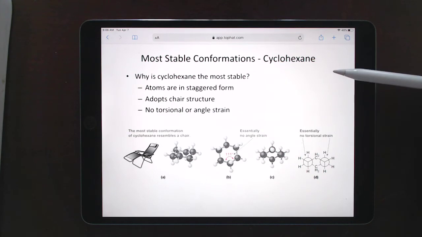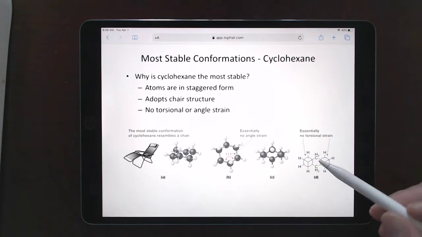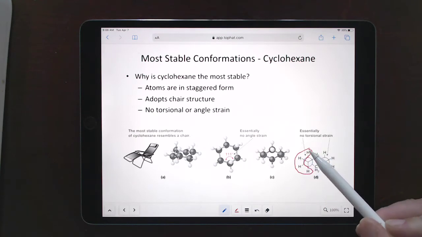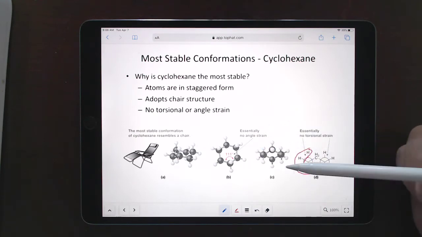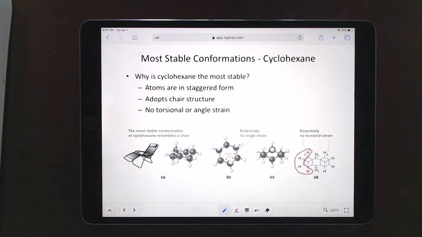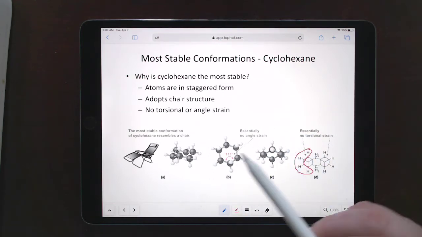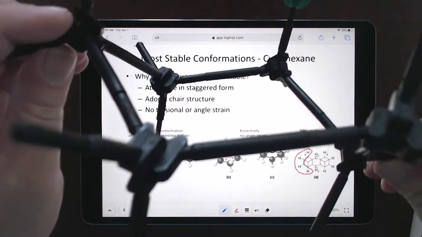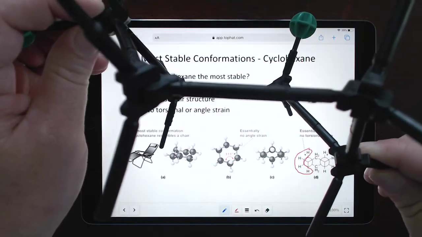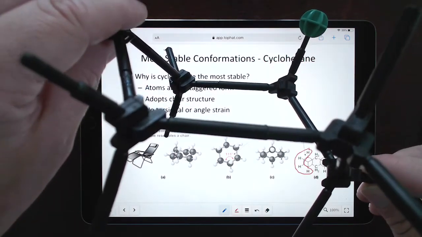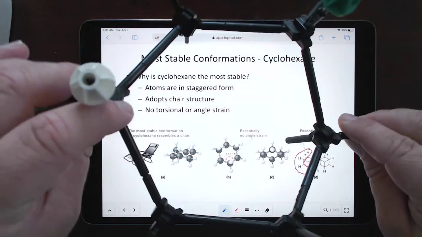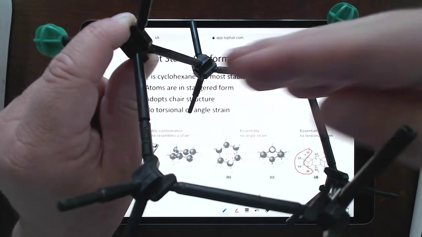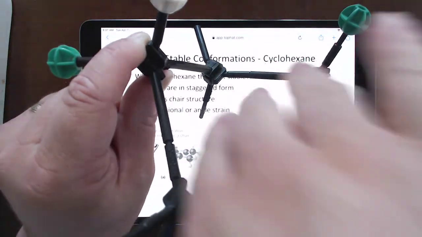But once you get to cyclohexane, notice how all of these are perfectly eclipsed if you look at it just like this. It gets into what's called a chair structure. It looks like a chair, and hopefully I can get this in the camera. You've got your head here, you've got your feet here, you've got your butt right there, your body and that kind of stuff right there.